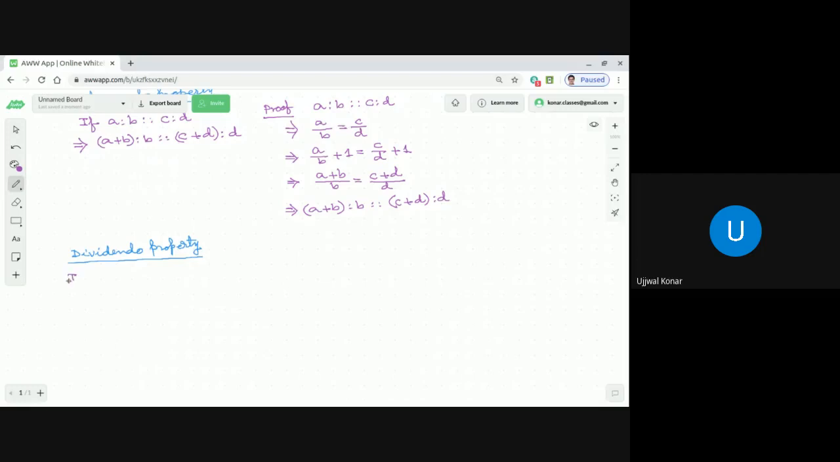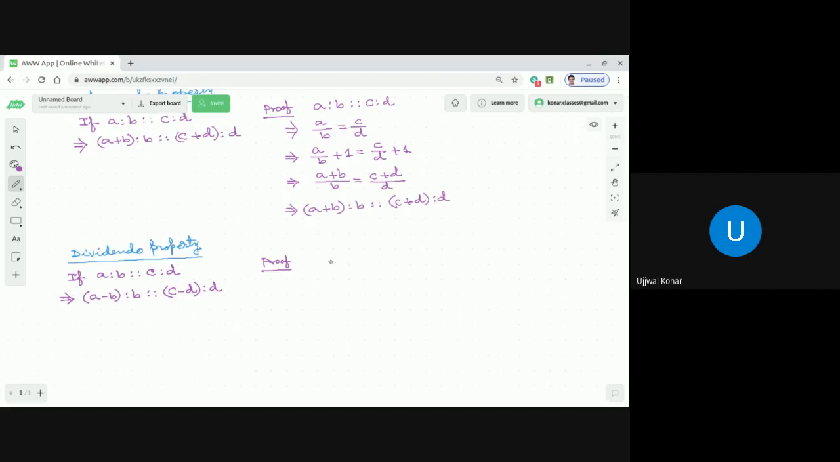This property says if A is to B is equal to C is to D, this implies A minus B is to B is equal to C minus D is to D. I'm sorry, the dividendo property we are discussing. Let me prove it.